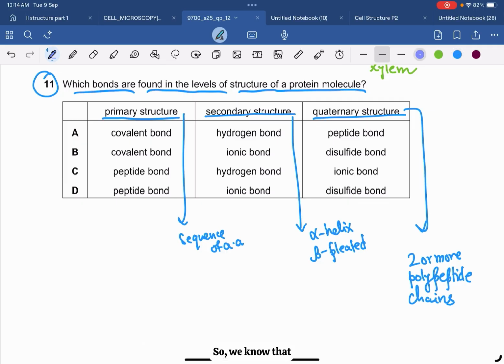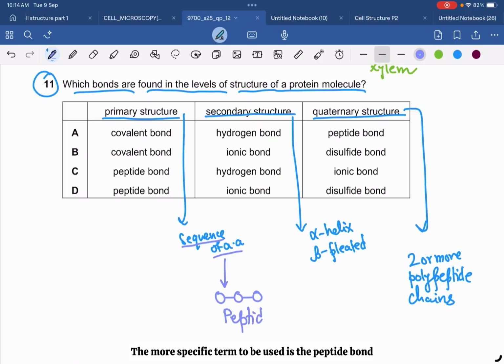So we know that because it is a sequence of the amino acids, the amino acids will be linked together with each other by the peptide bond, right? The more specific term to be used is the peptide bond, and we know that the peptide bond is a type of covalent bond, right? But as we are talking about the protein molecule, to be more specific we will say the peptide bond.